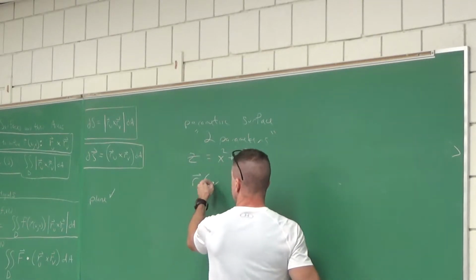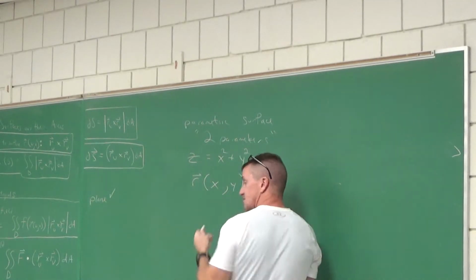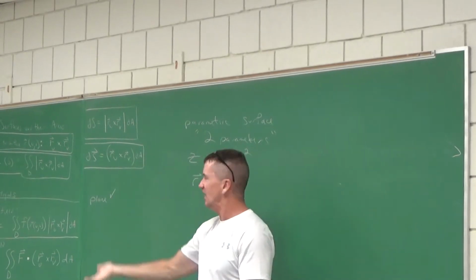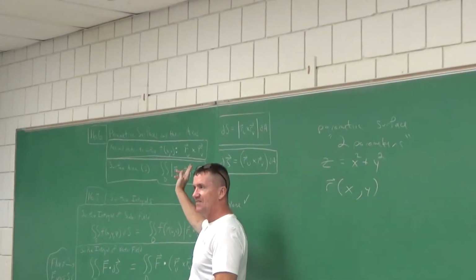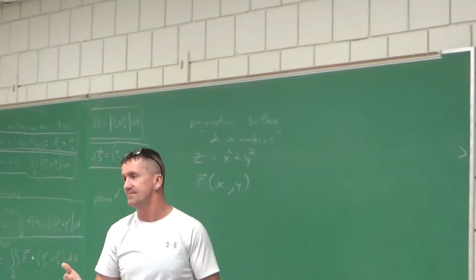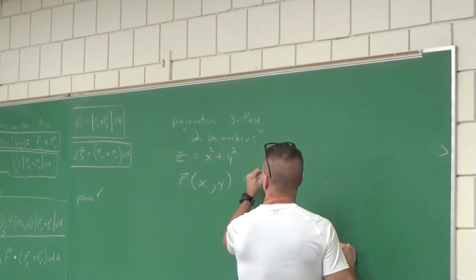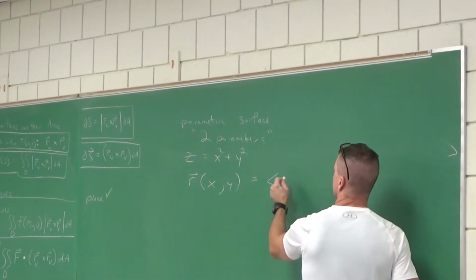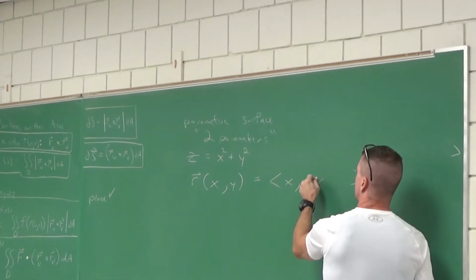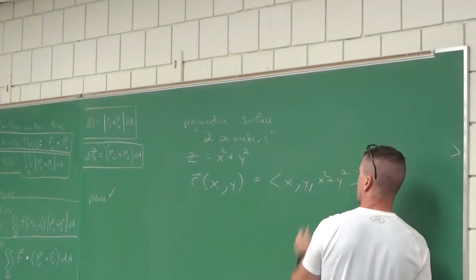I can let x equal x, and I'll let y equal y. That's what we mean. You don't have to use u and v. I think the only time you use u and v is if the problem originally had them. So what do you get? x is x, y is y, and z is x squared plus y squared.